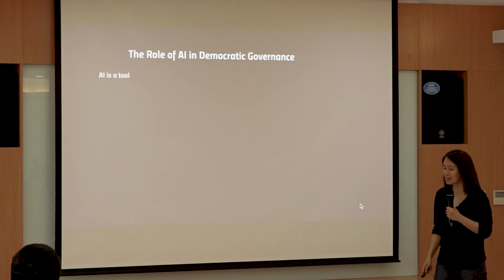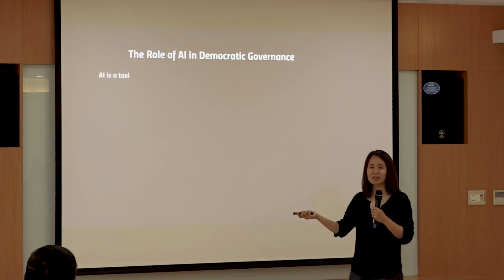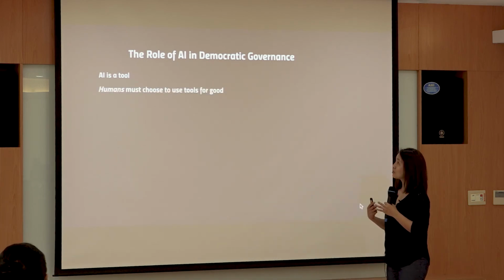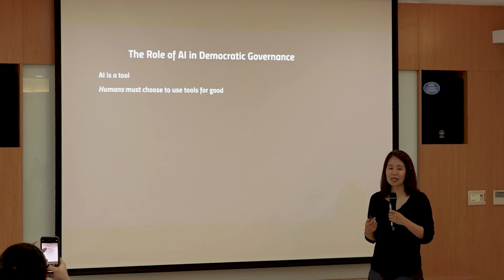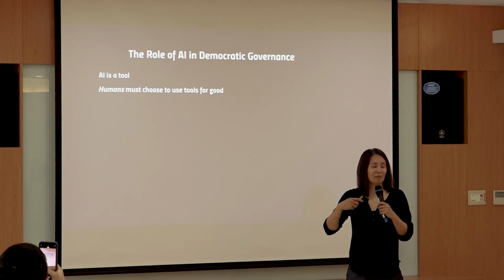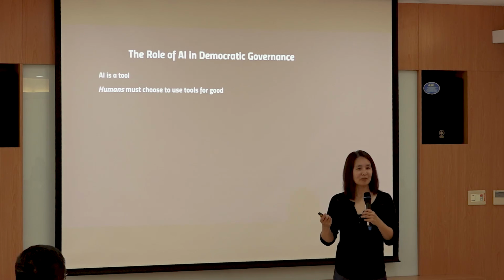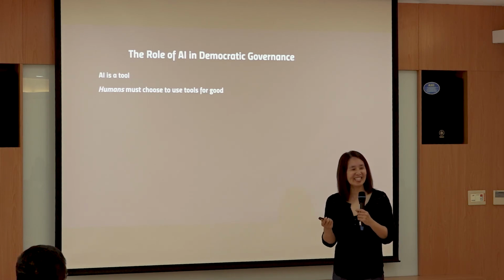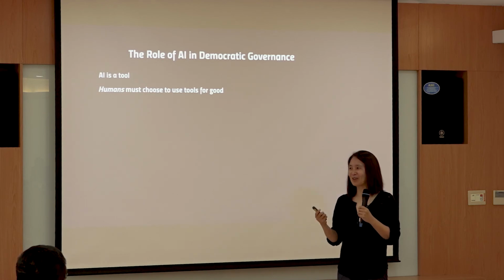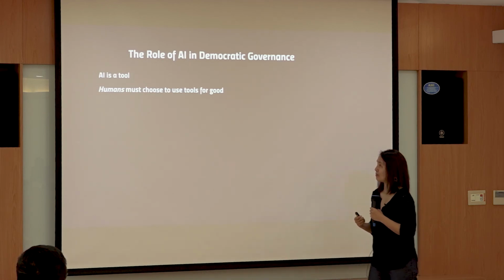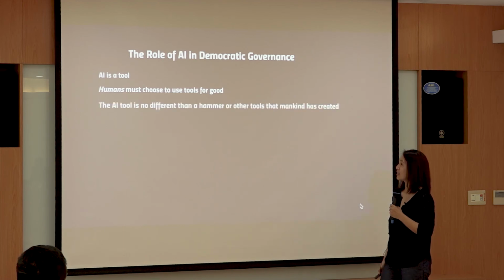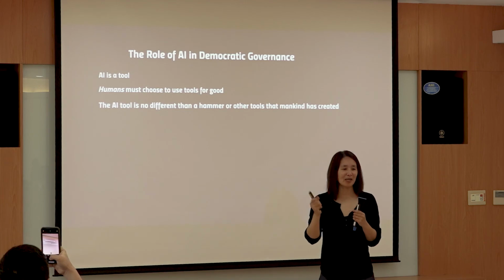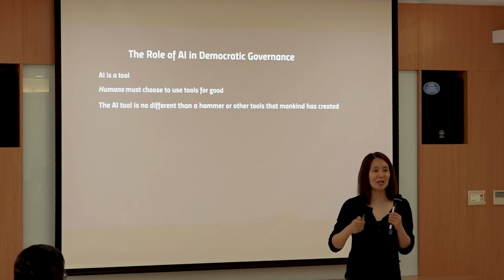So, last one. AI is a tool, right? It's a tool, and humans have to choose to use the tools for good. Because right now, what you see is people can create these really complex tools, and then the humans don't use them for good. They just use them for what they want. And that's a human problem. But the AI tool is really no different than a hammer. We created a hammer, right? That's a tool. So, okay, great, we created a tool.